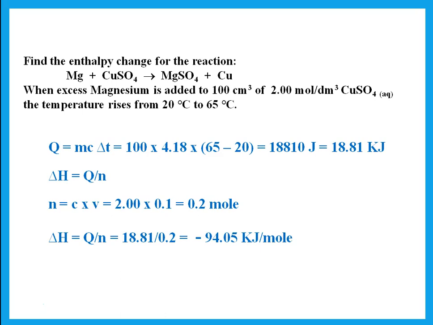The delta H is the Q that we got over the number of moles. That gives me a number. Now, I want you to remember that delta H must have a sign. So 18.81 divided by 0.2 is 94.05, no problem. But it must have a sign. Should I put a positive or a negative? How did I know that I'm supposed to put a negative? Well, I looked at the question and he said there was a temperature rise. It went from 20 to 65. And we said when the temperature of reaction rises, does that mean that it is exothermic or endothermic? If the temperature rises, it is exothermic, and that means the delta H must be negative.